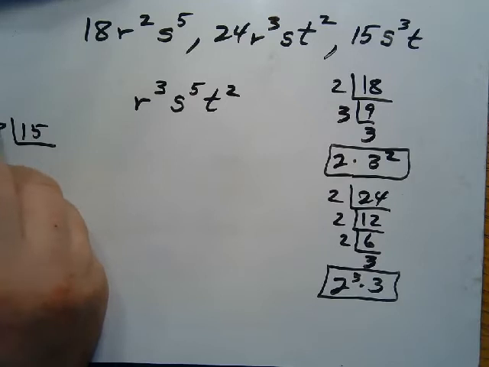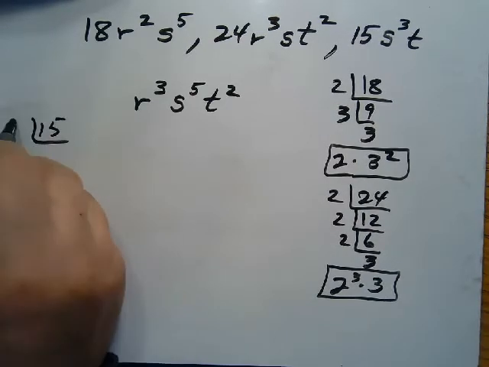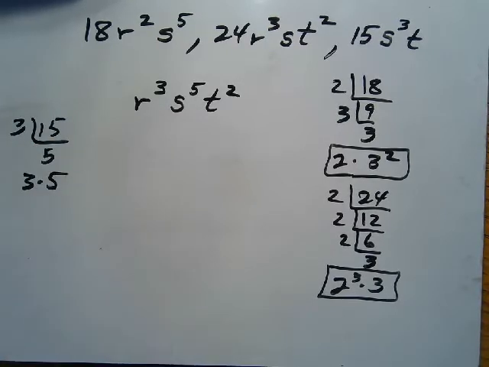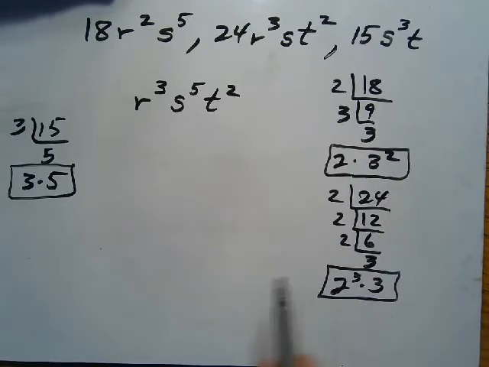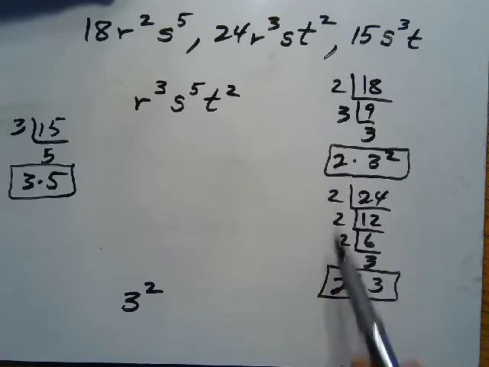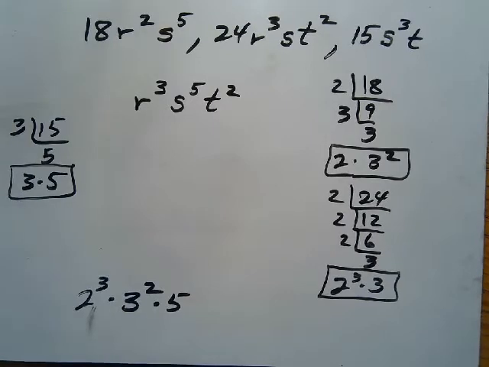15. Well, let's see. 3 goes into 15, 5 times. So I've got 3 times 5. Now, I've got these 3 items, 1, 2, 3, and I want to take the highest degree of every base. Well, here's 3 squared and 3. I want 3 squared, that's the highest one. I've got 2 and 2 cubed. I want to take the highest one, that's 2 cubed. And I've got 5. So this ought to be my least common multiple.